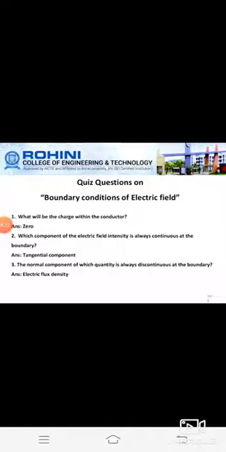And the quiz questions on the boundary condition of the electric field are: what will be the charge within the conductor? That is 0. Which component of the electric field intensity is always continuous at the boundary? That is the tangential component. And the normal component of which quantity is always discontinuous at the boundary? That is the electric flux density.